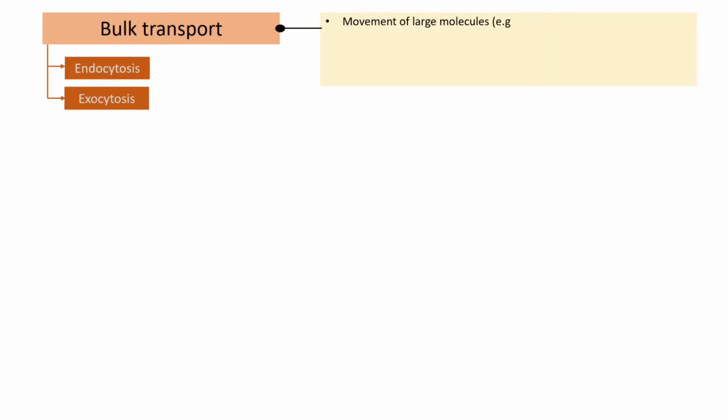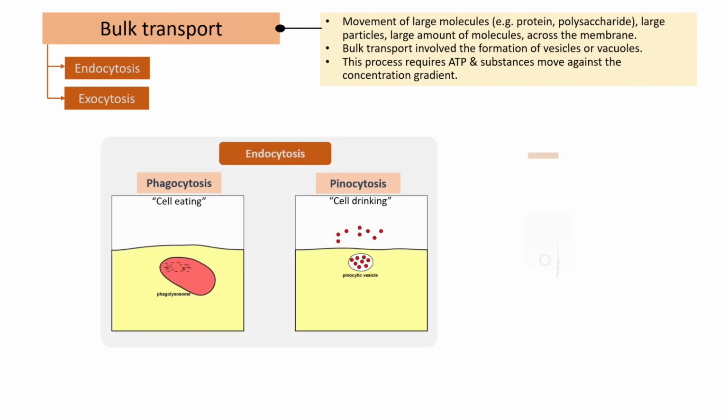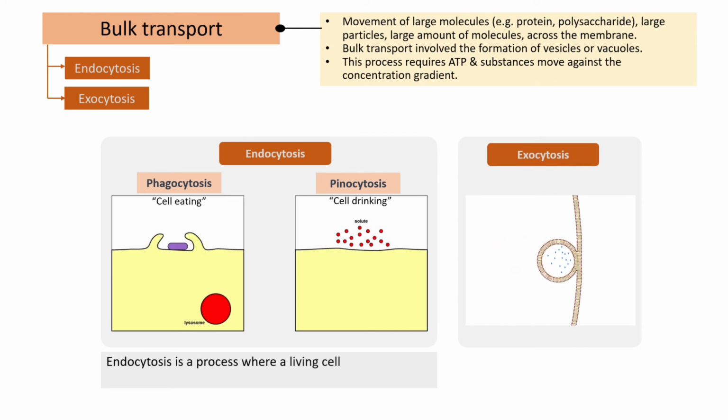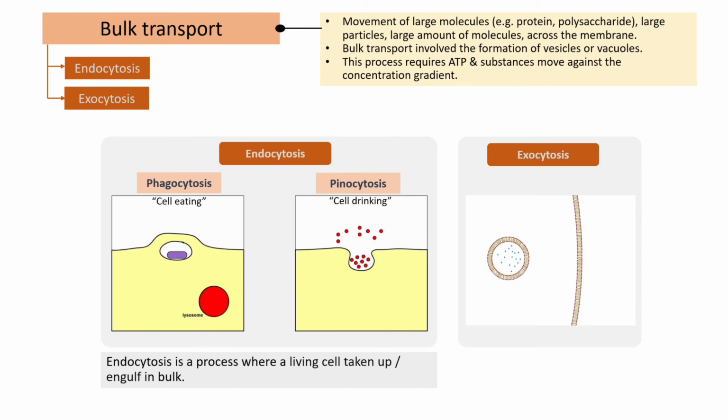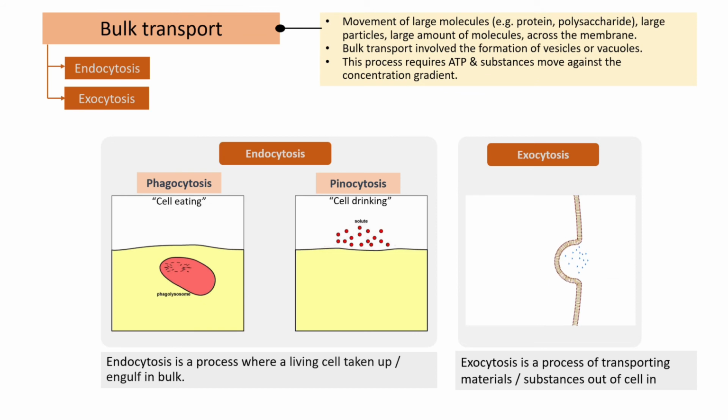Bulk transport is the movement of large molecules, for example, protein and polysaccharide, large particles, large amount of molecules, across the membrane. Bulk transport involves the formation of vesicles or vacuoles. This mechanism is an active transport, because this process requires ATP and substances move against the concentration gradient. Two types of bulk transport are endocytosis and exocytosis. Endocytosis is a process where a living cell takes up or engulfs substances in bulk. Meanwhile, exocytosis is a process of transporting materials or substances out of the cell in bulk.